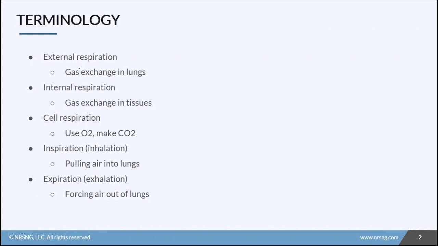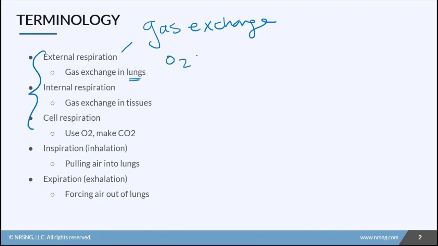So first is respiration. You can see all three of these are respiration. And anytime you hear or see the word respiration, I want you to think gas exchange. There are three types of respiration. The first is external respiration, and that actually occurs in our lungs. This is when our bodies are exchanging oxygen and carbon dioxide between our lungs and the outside world, or the exterior, or external, right? That's where external comes from.